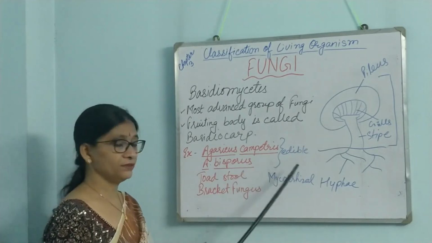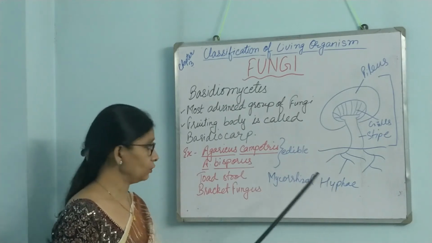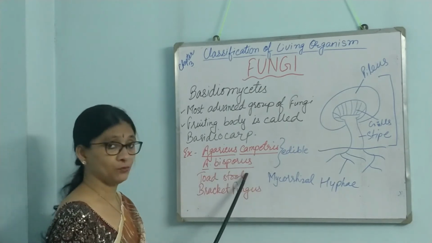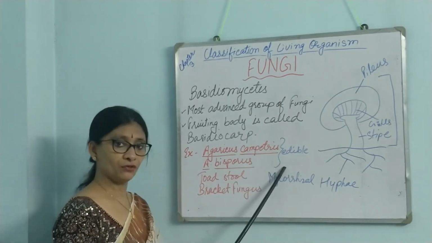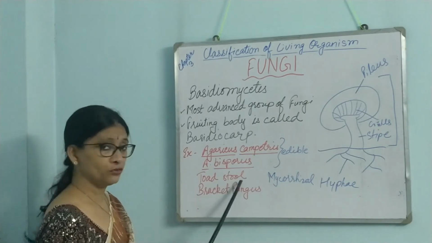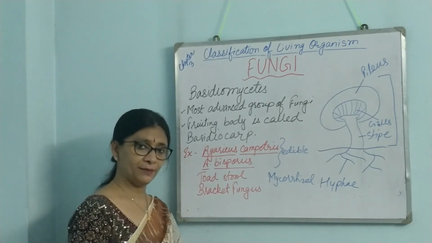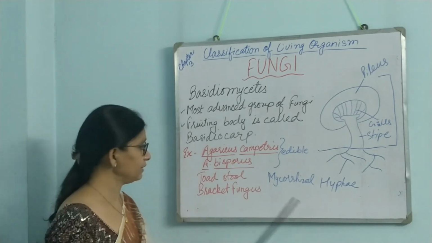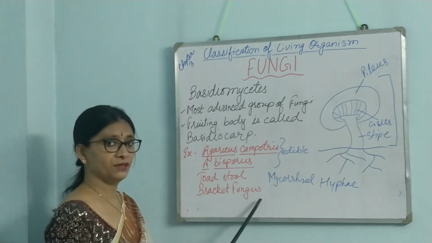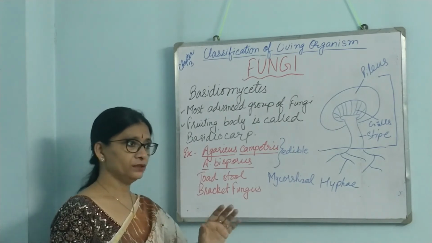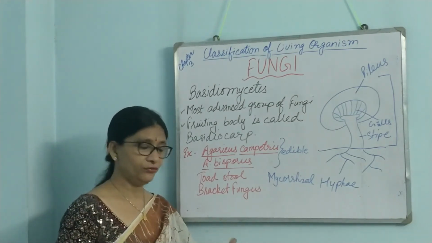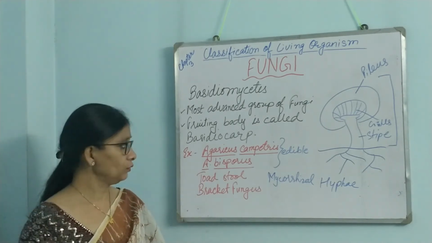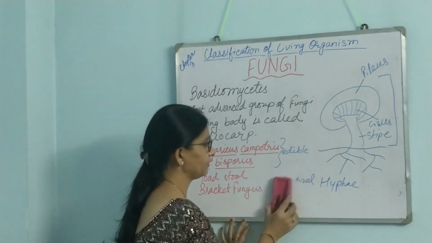Some of the Basidiomycetes are very important economically also, like Agaricus campestris and Agaricus bisporus. These two are edible mushrooms. Then we have toadstool, which grows by itself after rain. We can see in the mud they are growing by themselves. Toadstool and bracket fungus. It grows on the branches, on the stem, on the bark of trees. Bracket fungus. Okay. Now this is all about fungus classification.